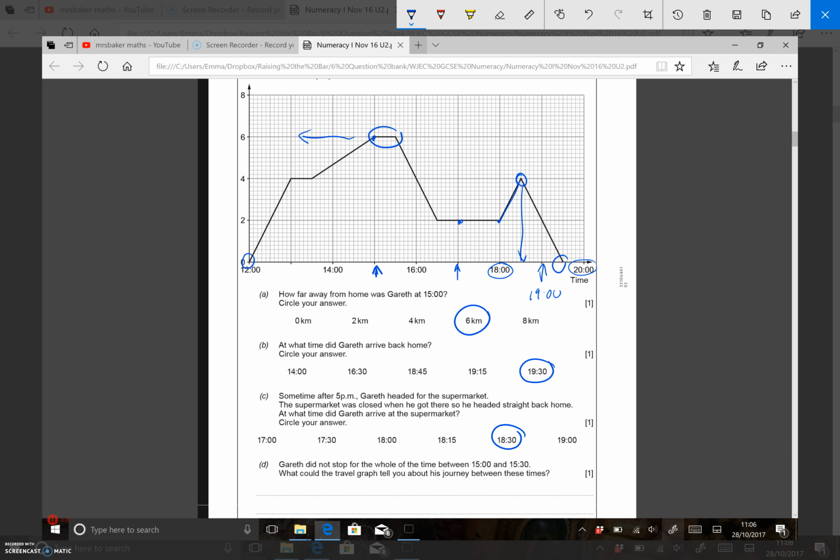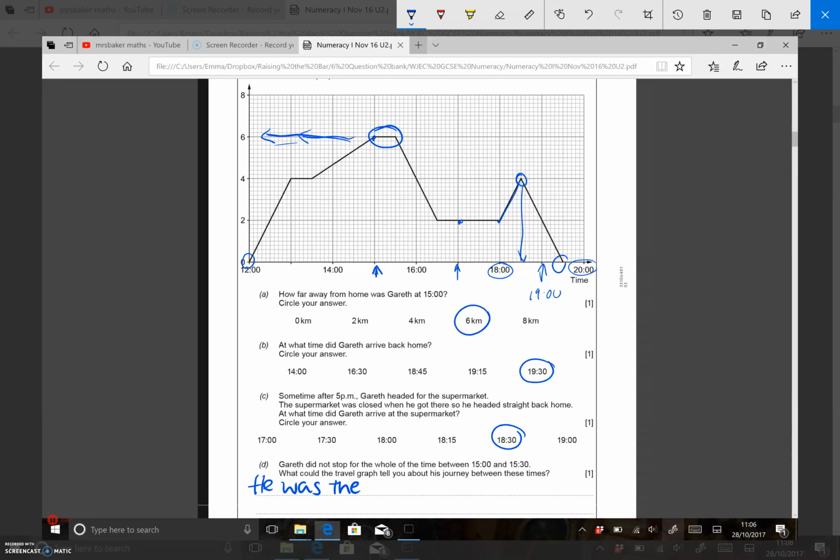Then, Gareth did not stop for the whole time between 3 and 3:30. So that's this section of the graph here. It says, what does the travel graph tell you about his journey at these times? Well, we can see that he's 6 kilometers from home that whole time. So the travel graph is telling us he was the same distance from home for half an hour. Okay, so we could just write that down.